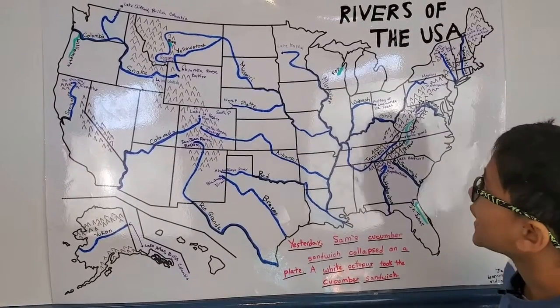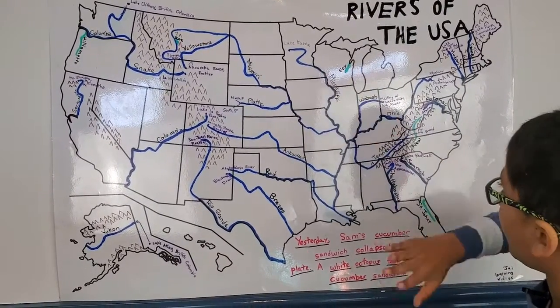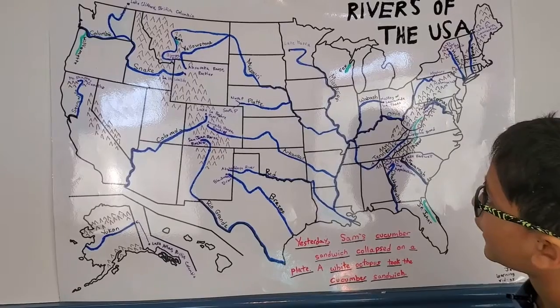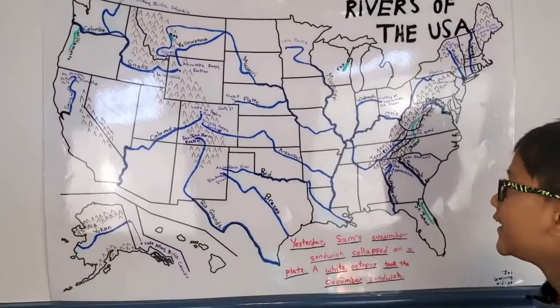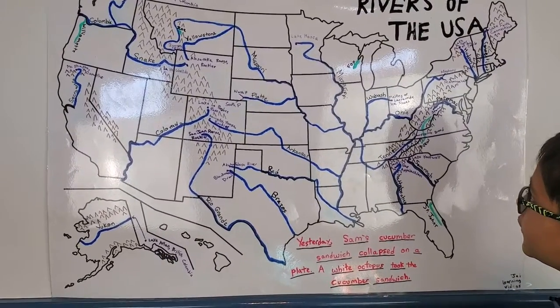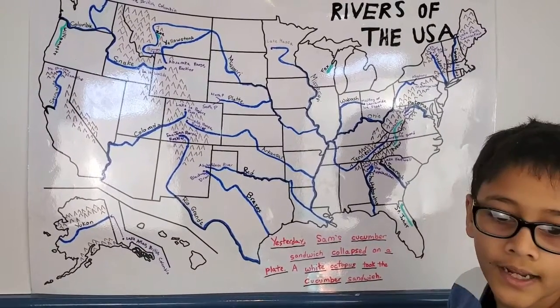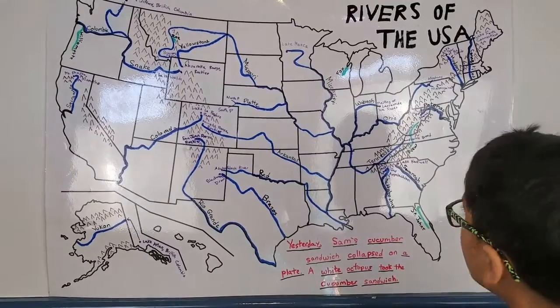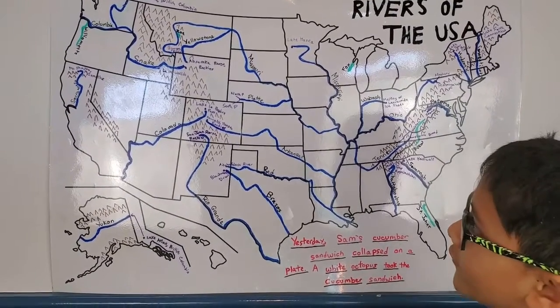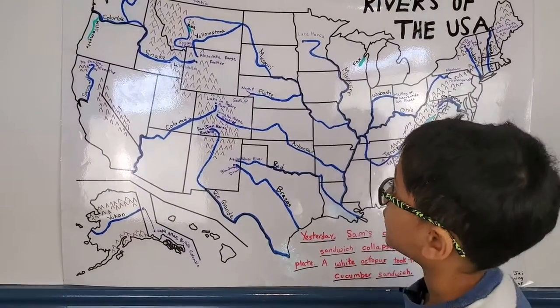So that's the Mississippi and all of its major tributaries, the Ohio, Missouri, Wabash, Tennessee, Platte, Yellowstone, Arkansas, and Red. So next, let's see a few other major rivers.